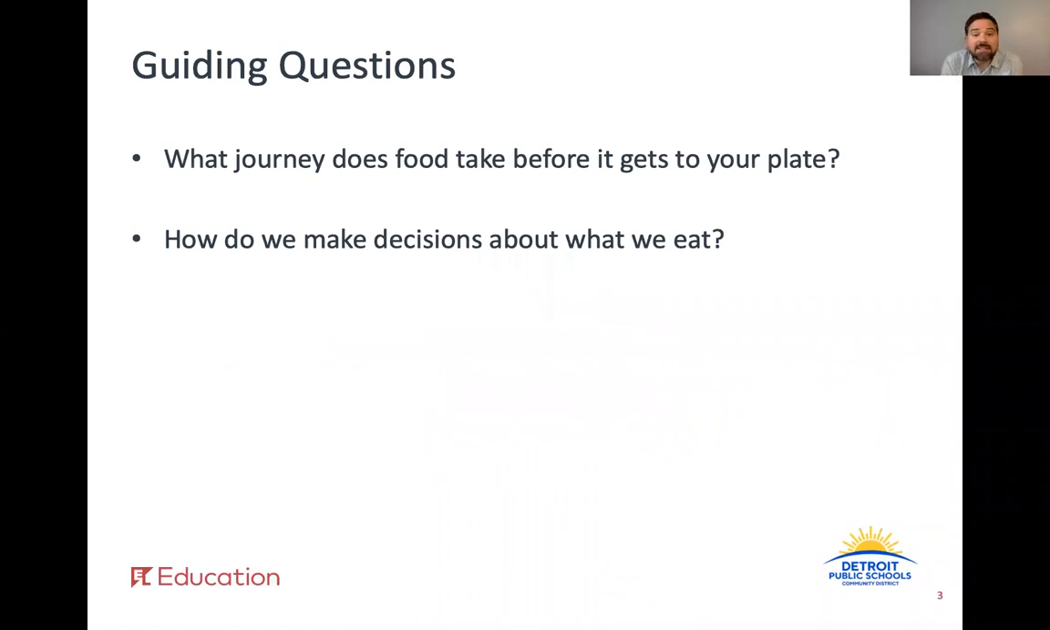We're going to continue revisiting these guiding questions. So think about, what journey does your food take before it gets to your plate? How do we make decisions about what we eat? Considering this week's article about sustainability, what journey does sustainable food take before it gets to your plate? And think about, when we make decisions about what we eat, should we think about if it's sustainable or not? These are some common questions to keep continuing to explore as we unpack the article.